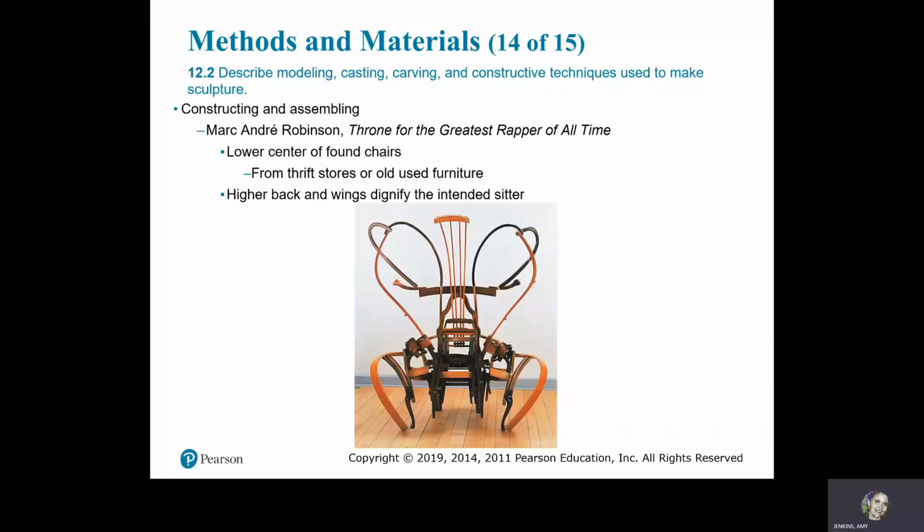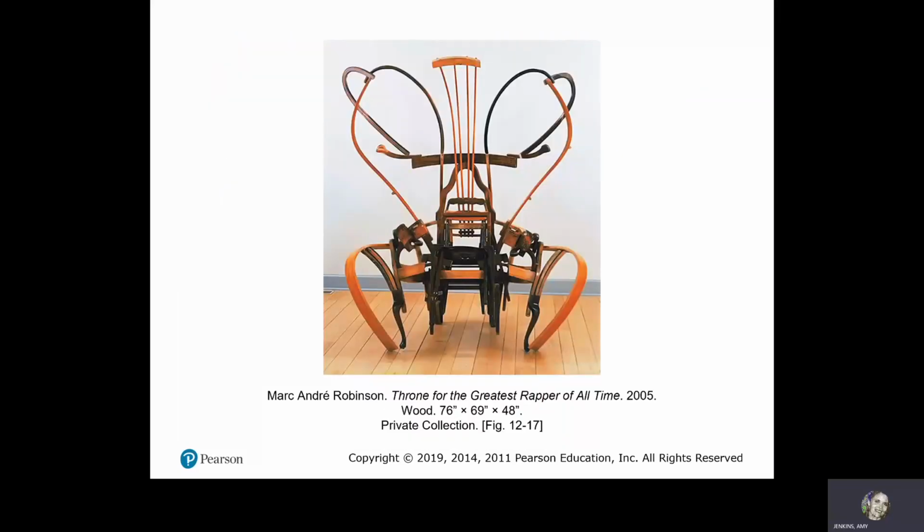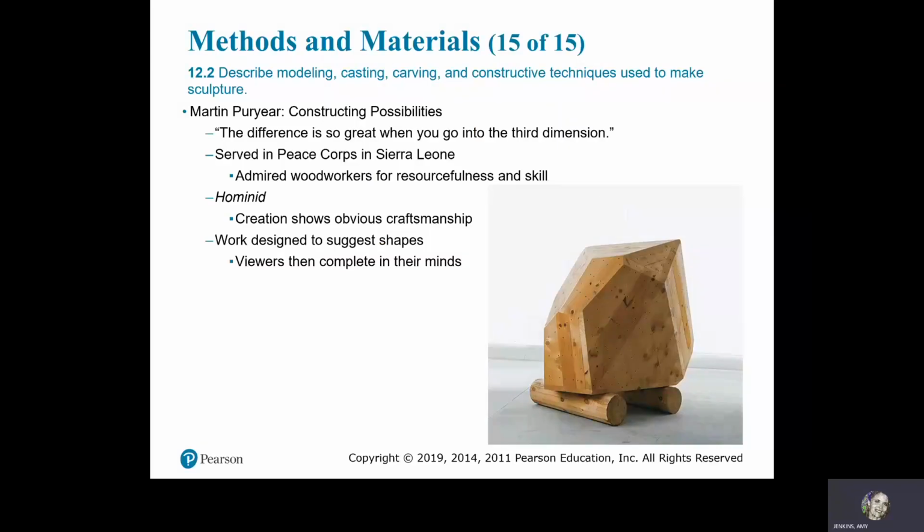Constructing and assembling, we have Mark Andre Robinson's Throne for the Greatest Rapper of All Time. It has a low center, and the chairs are found, from thrift stores or old used furniture. It has a higher back and wings that dignify the intended sitter. Made in 2005, made of wood.